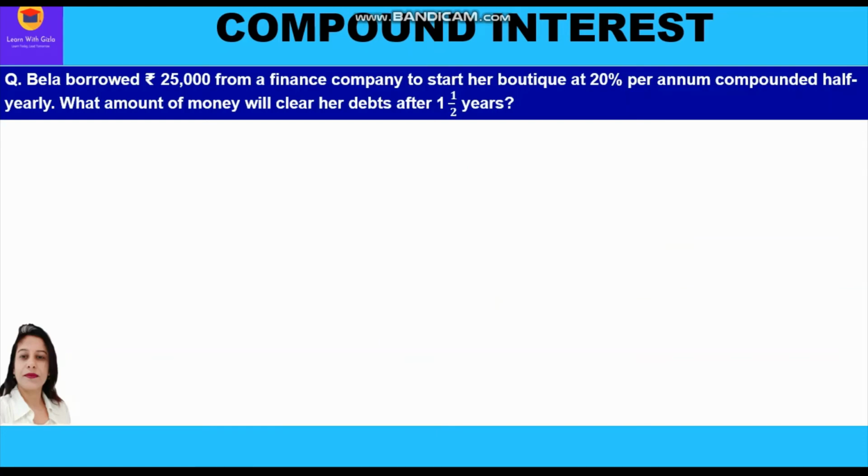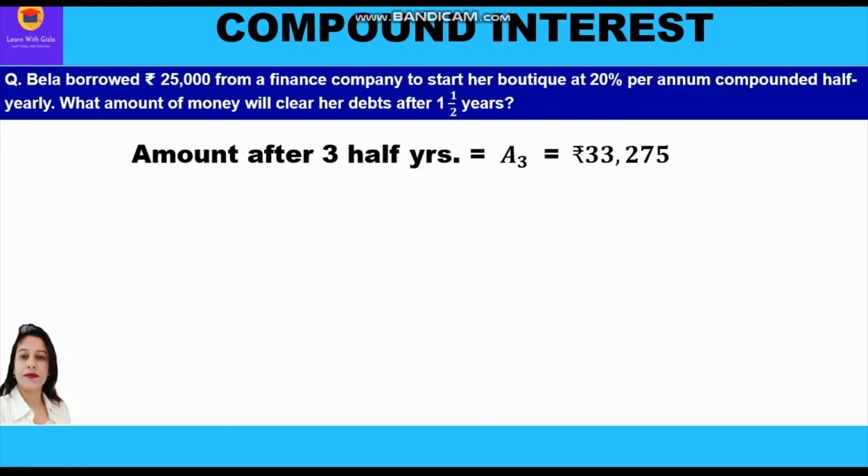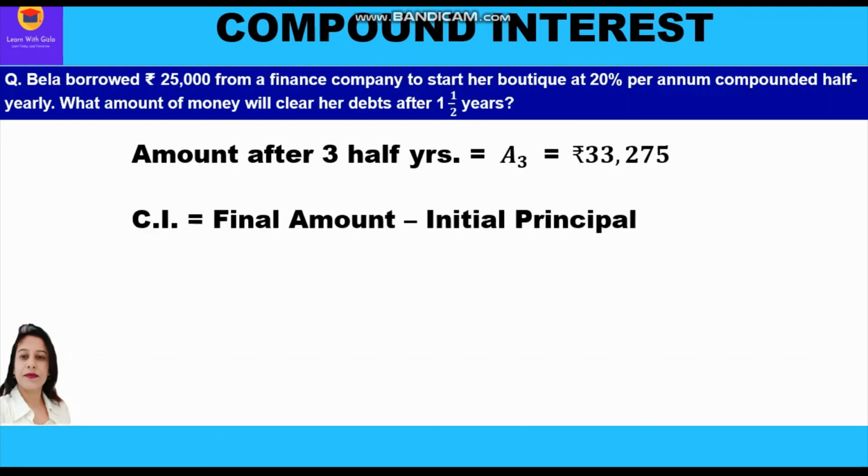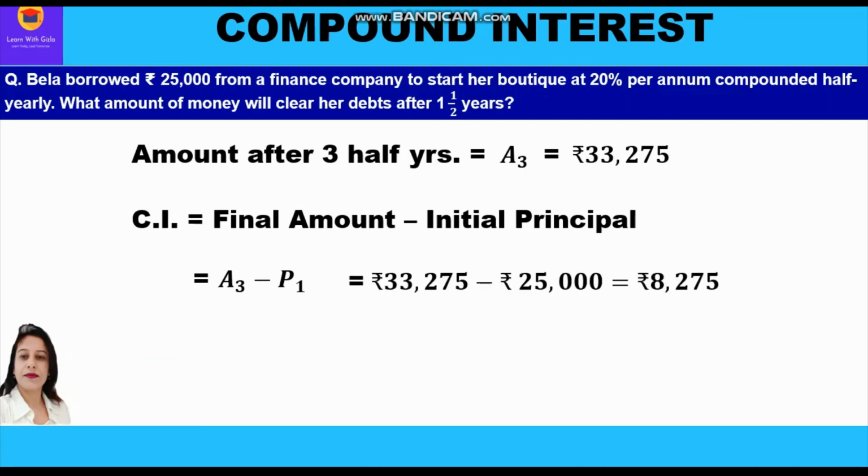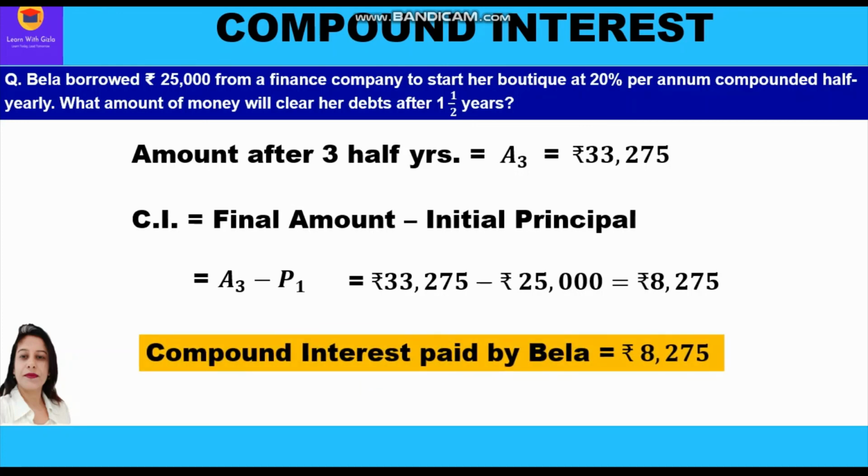Now let me share the answer with you. Amount after 1.5 years is coming rupees 33,275. And now we have to find the compound interest which Bela has paid after 1.5 years. Compound interest is the difference between final amount and initial principal. So we can subtract 25,000 from 33,275 and we shall get rupees 8,275 as the compound interest. So compound interest paid by Bela is rupees 8,275. So I hope everyone got the answer correct.